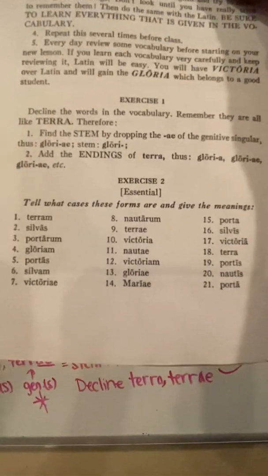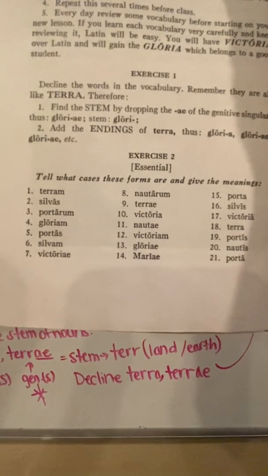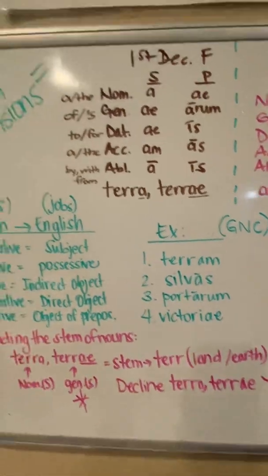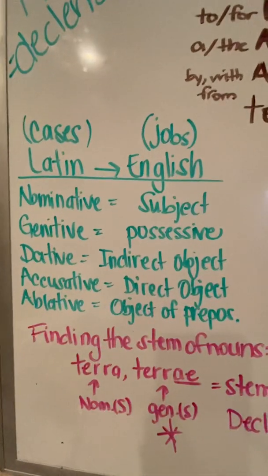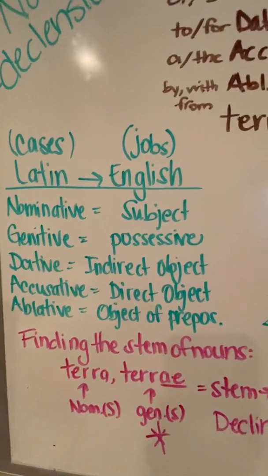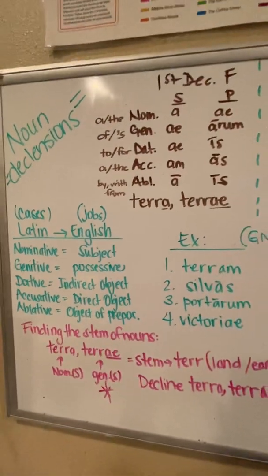Now when we get to exercise 2, okay, exercise 2 tells us, tell what cases these forms are and give the meanings. Okay, they just said cases. Okay, they want to know cases and meanings. So we're going to go back to what we know about our cases and just look at those again really quickly. And I'm going to come back here.